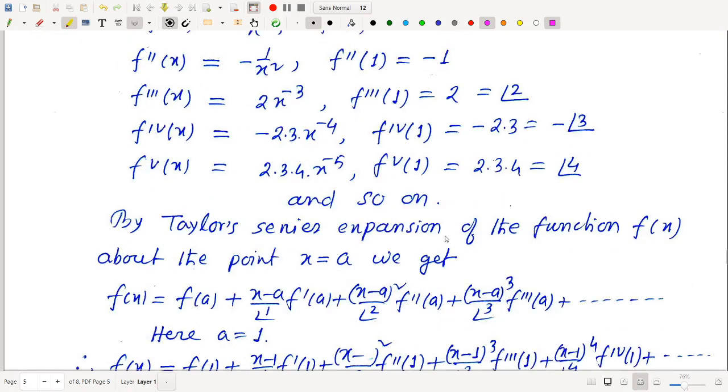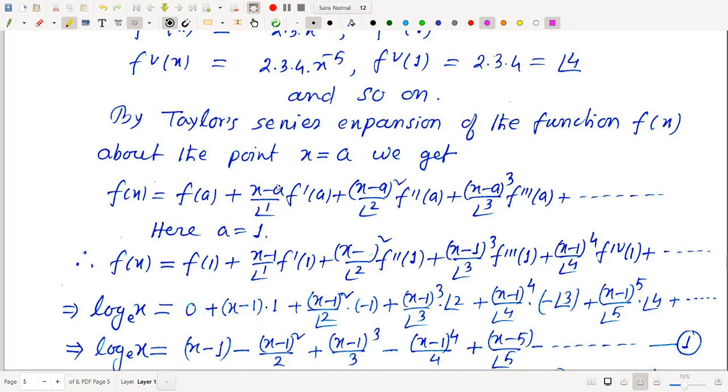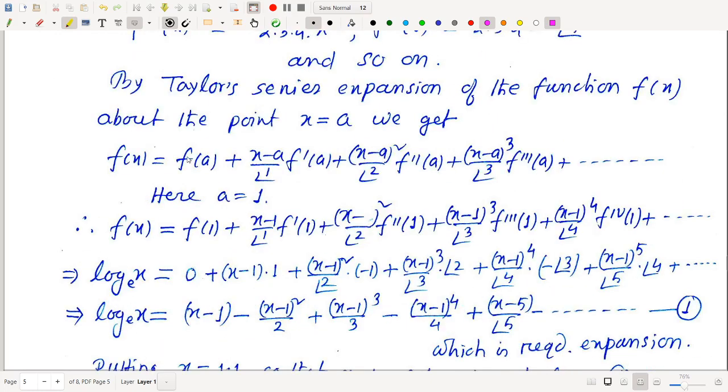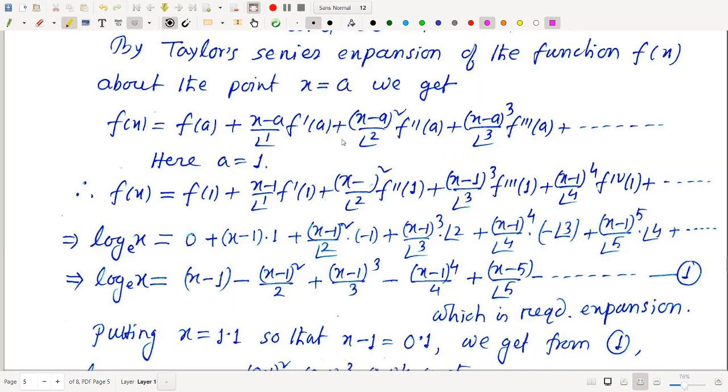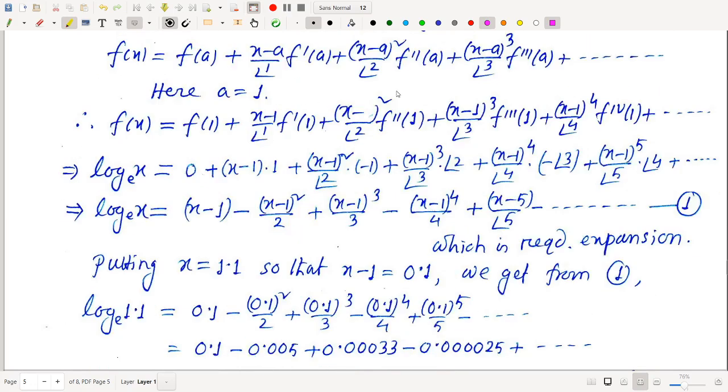Therefore, by Taylor series expansion of function f(x) about the point x equal to a, we get this result: f(x) equals f(a) plus (x minus a)/1! f'(a) plus (x minus a)²/2! f''(a) etc. Here a equals 1 in this case, so our expansion is in powers of x minus 1. f(x) equals f(1) plus (x minus 1)/1! f'(1) plus (x minus 1)²/2! f''(1) plus (x minus 1)³/3! f'''(1) etc.